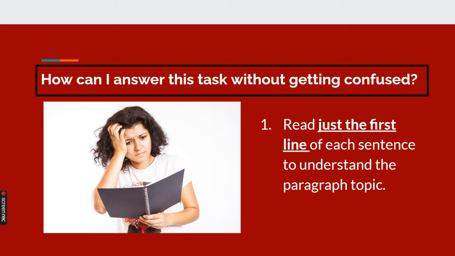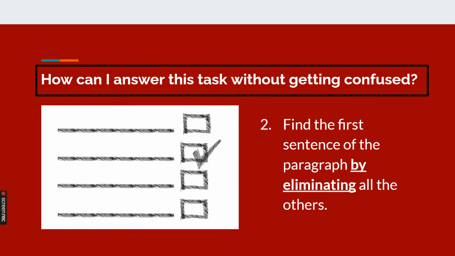The next thing you want to do is work out which is the first sentence of the paragraph. And to do that, you have to eliminate all of the others. And you have to be able to say why you are eliminating all of the others.